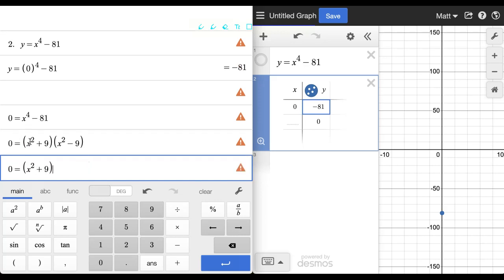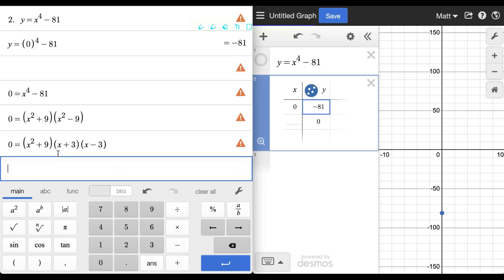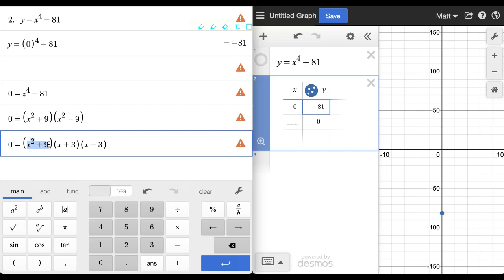Your x squared plus 9 can't be factored any further, but we have another difference of squares here. This will turn into x plus 3 times x minus 3. Okay, so this is fully factored form now. We can apply our zero product property. We're not solving for imaginary roots at this point, so this has no real roots. You can't square a number and make it negative 9 to actually counteract this to 0. But you can do it for these two factors.